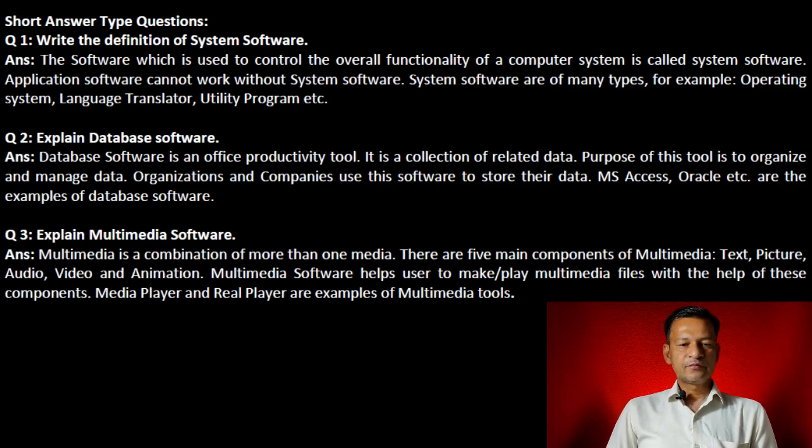First question, write the definition of system software. In other words, what is system software? So the answer is: the software which is used to control the overall functionality of a computer system is called system software. Application software cannot work without system software. System software is of many types, for example, operating system, language translator, utility program, etc.